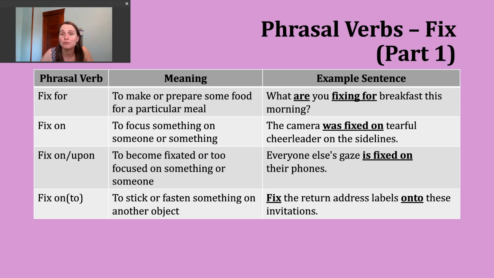The first phrasal verb you might encounter is fix for. And generally, this phrasal verb is going to be used in connection to food and preparing a particular dish or some food for a particular meal. So an example of this might be, what are you fixing for breakfast this morning? Right? So what are you making? What are you preparing? That's something you might encounter.